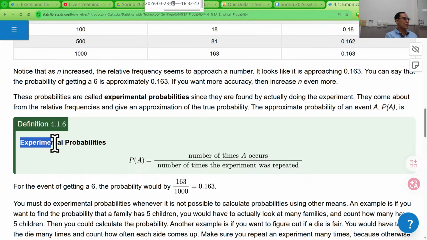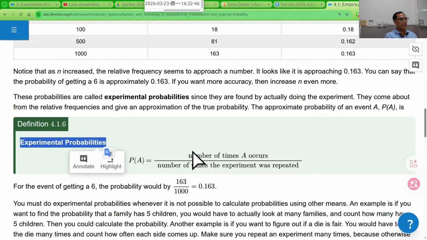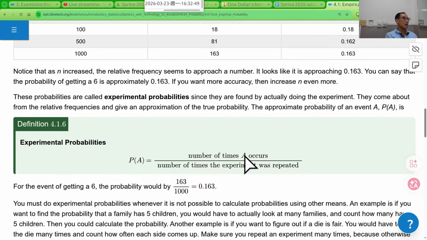Here, experimental probability is the number of times A occurs divided by the number of times the experiment was repeated. For example, if I throw a die 1,000 times and I focus on the number 6, and it appears 163 times, the probability will be 0.163. That is based on experiment.